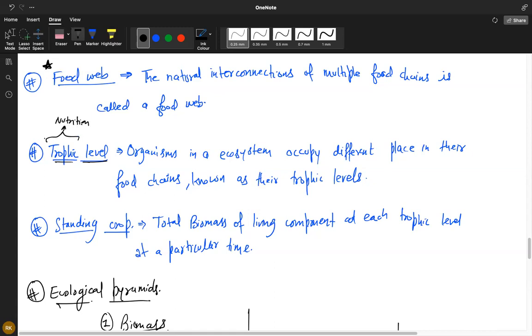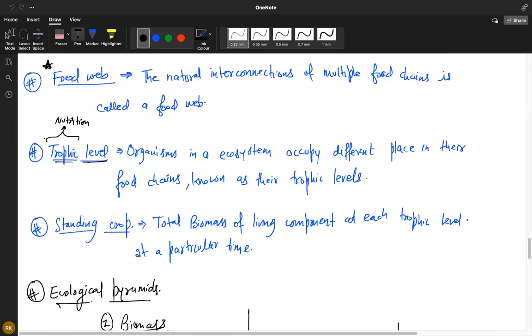So how an organism gets nutrition or food is called its trophic system. Trophic level is where organisms are arranged, or occupy different places or different hierarchy in the food chain. Which kind of organisms will be the primary producers, mostly the photosynthetic ones, which will be the primary consumers, secondary consumers, tertiary, and so on. So that's called trophic level.